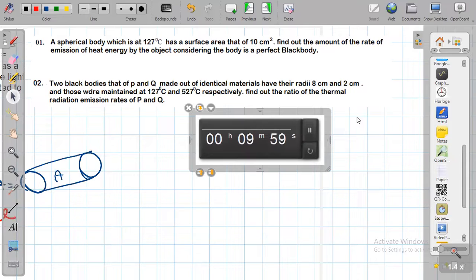Okay, your timer clicks now. It starts now. Try and WhatsApp me once you have done.